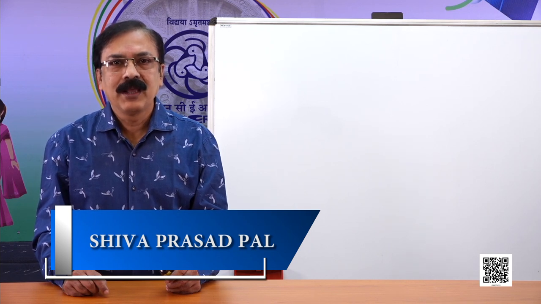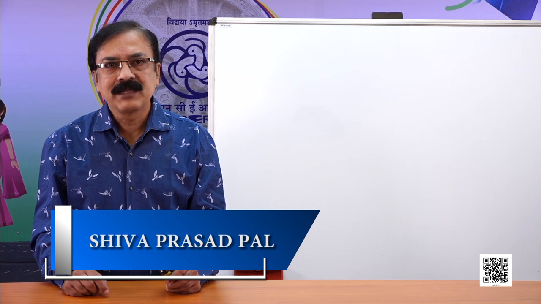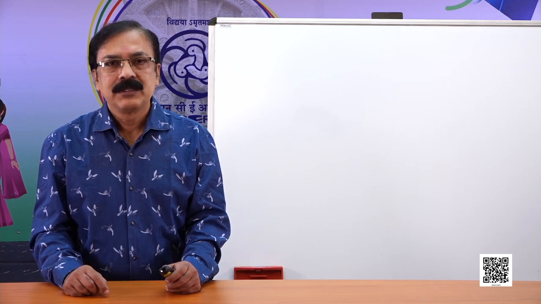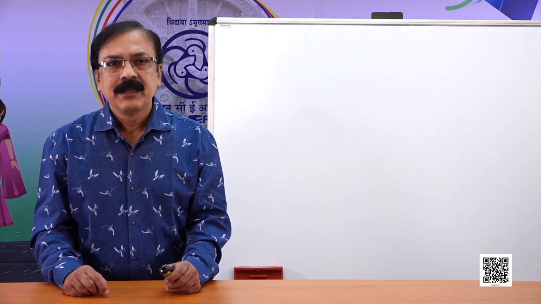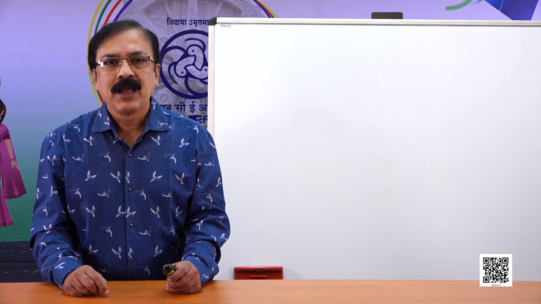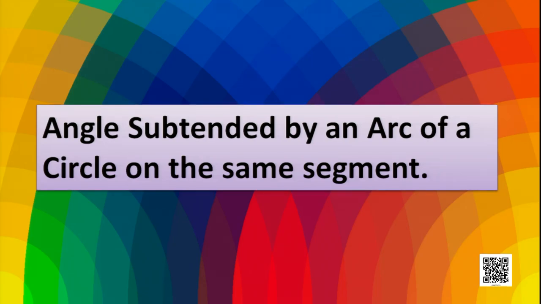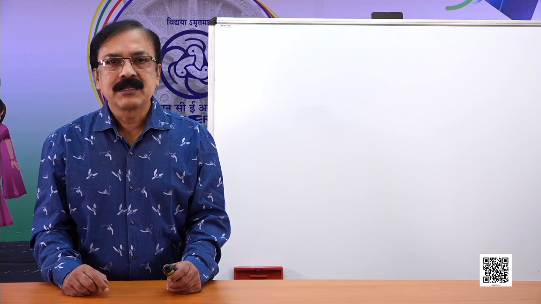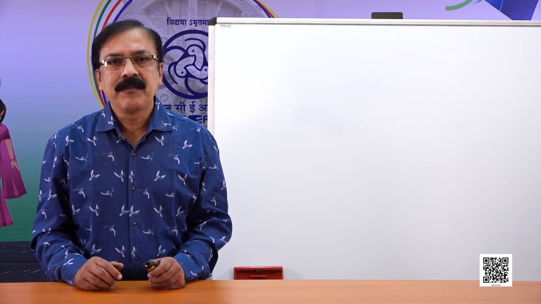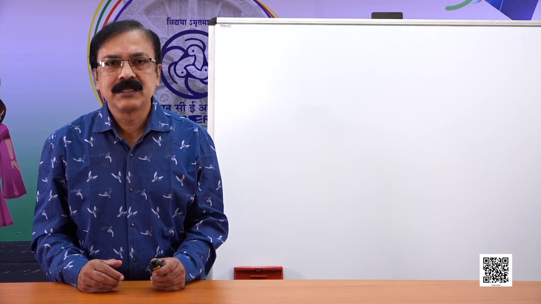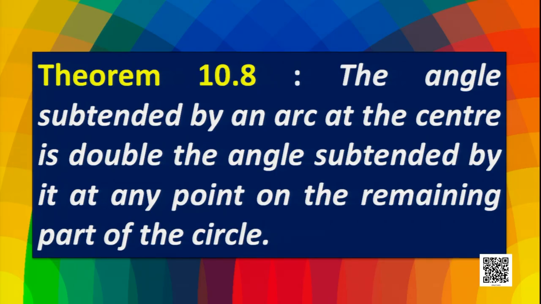Dear students, today we are going to discuss from class 9 mathematics books about circle from chapter 10, and here it is part 7. In this part, we will discuss about angle subtended by an arc of a circle on the same segment. So, for this, what do we need? What we have learnt previously, let's see. The angle subtended by an arc at the center is double the angle subtended by it at any point on the remaining part of the circle.